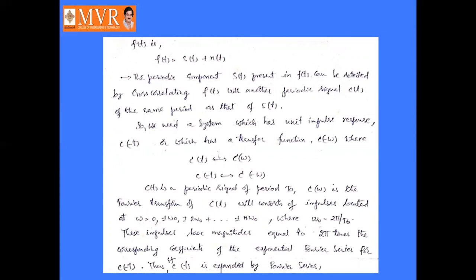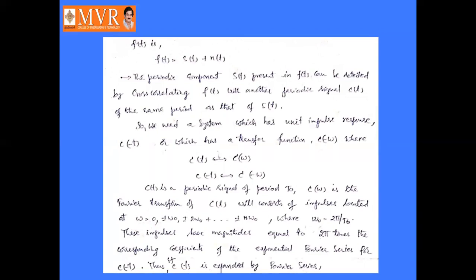So c(t) is a periodic signal of period T0, whereas C(omega) is the Fourier transform of c(t), which will consist of impulses located at omega equal to 0, plus or minus omega0, plus or minus 2 omega0, plus or minus m omega0, where omega0 equals 2 pi by T0. These impulses have magnitudes equal to 2 pi times the corresponding coefficients of the exponential Fourier series for c(minus t).